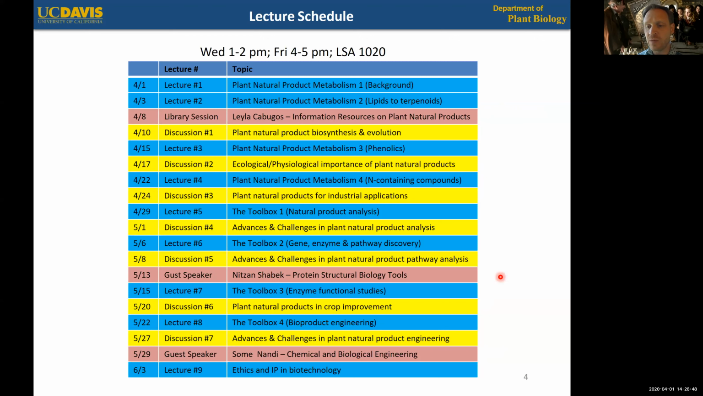Nitsan Shabak and Somin Nandi will give guest lectures on protein structure biology and chemical and biological engineering, respectively. And then next week, we have a library session with Leila Kabugos, where we will practice some of the resources available for literature research, including, but also going beyond Google Scholar, as well as tools for auto-editing references, reference libraries, and so forth. I did this last year, and the students found it quite valuable, so I thought I'll do it again. And I hope this will work in a remote session, but Leila is putting something together over Zoom. All right.